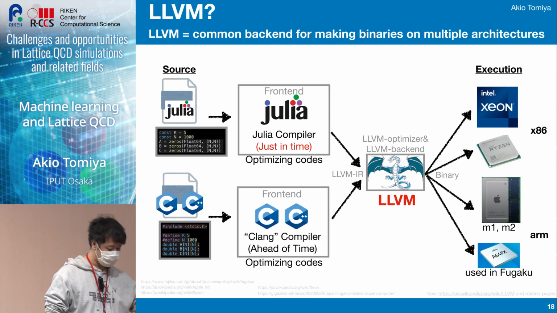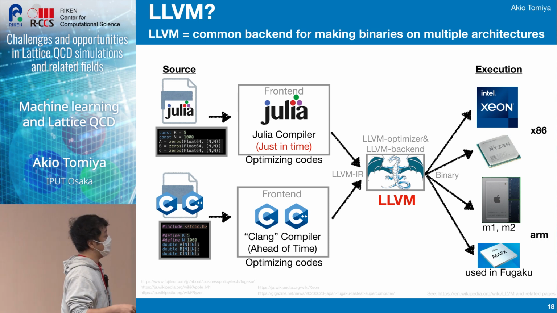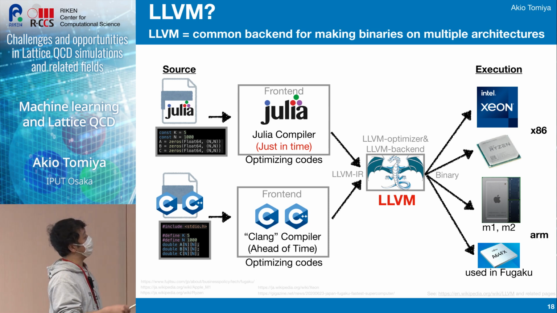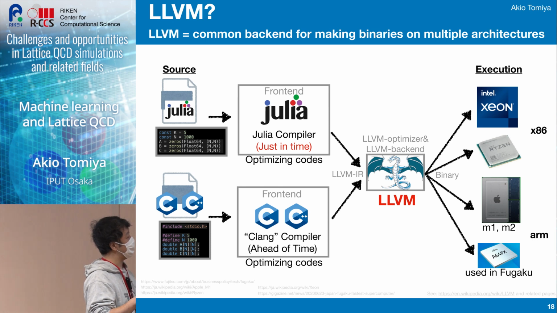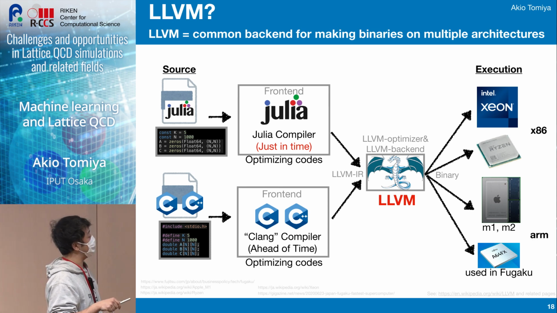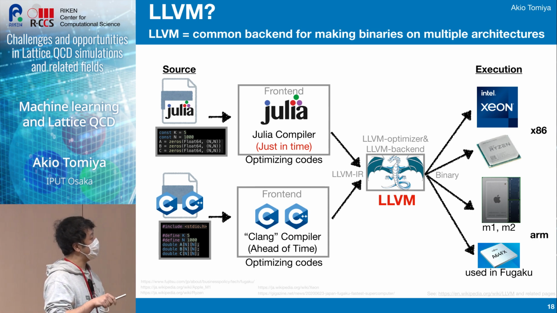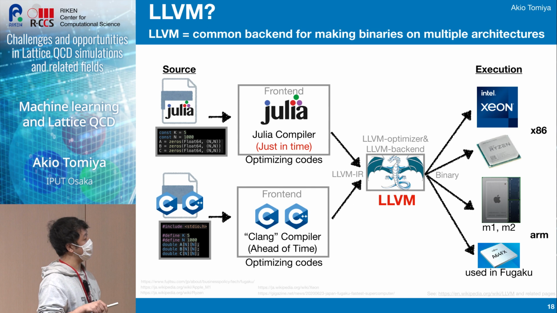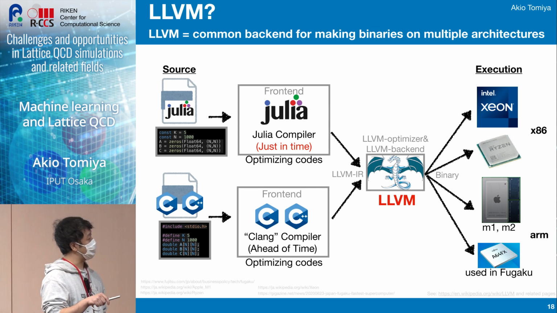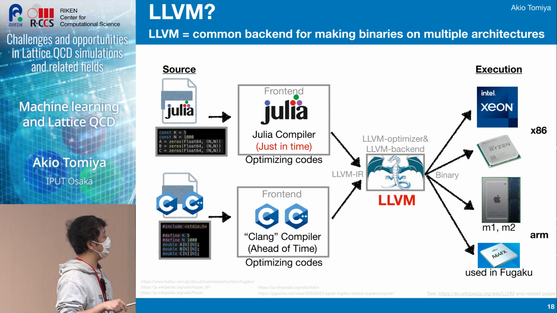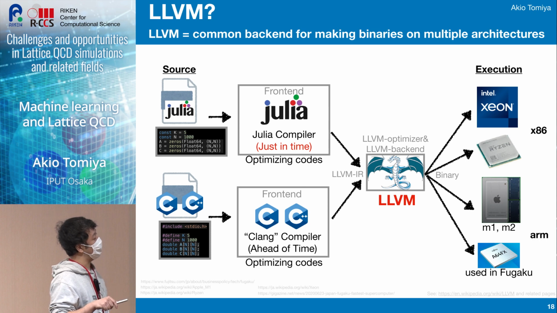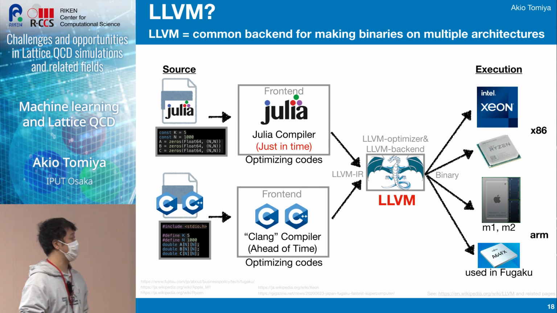And this is a schematic picture of what is done during compile time. Julia has its own compiler system that generates an intermediate representation of the code, and that is fed into the LLVM backend, which generates a binary. And that binary works on each architecture. And C is almost the same, because C also has the Clang compiler that generates LLVM IR, and that is converted into a binary and works on these architectures.